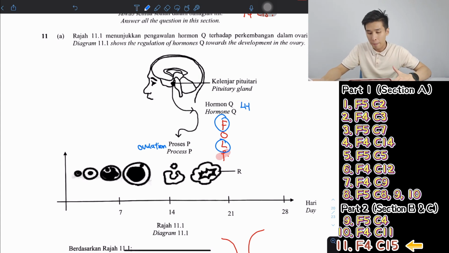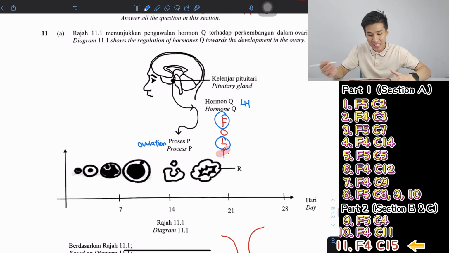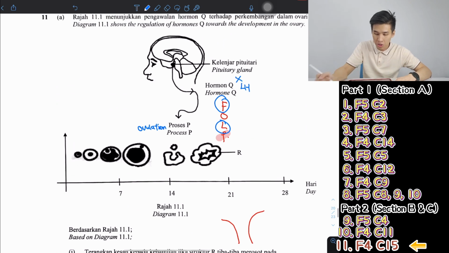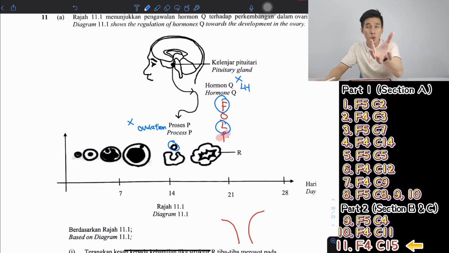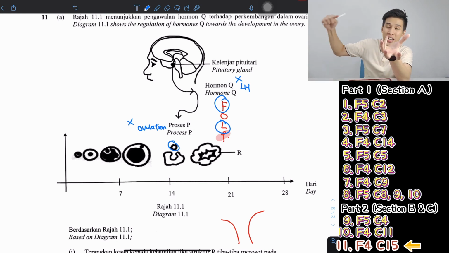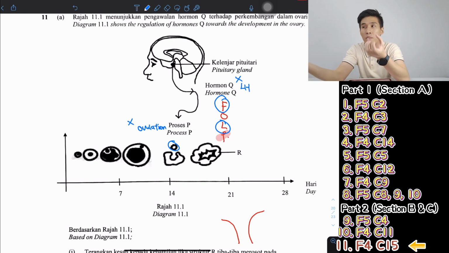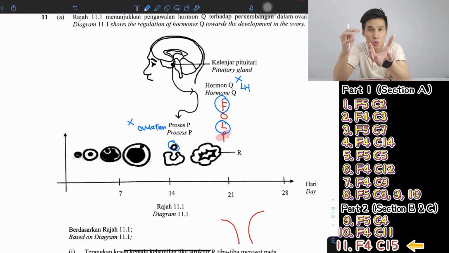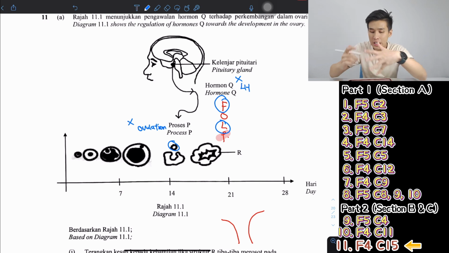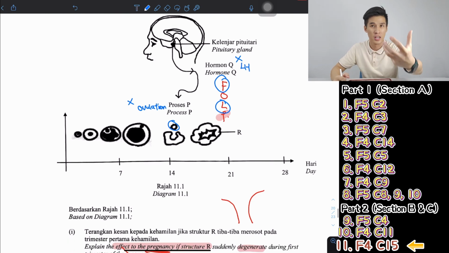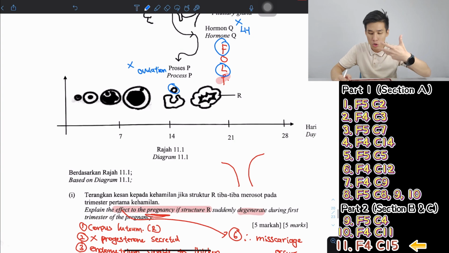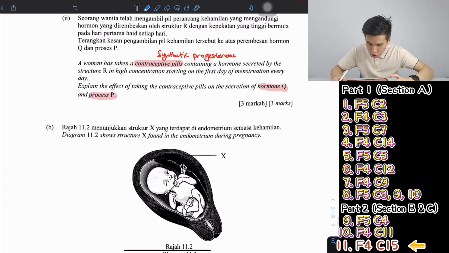So you can say the progesterone here inhibits hormone Q. No hormone Q, no ovulation. No ovulation means no secondary oocyte comes out. With no secondary oocyte coming out, even when there's sperm, there will be no fertilization. So this is how the contraceptive pill can prevent pregnancy, because no ovum comes out. No matter how many sperm come, there will be no fertilization, definitely no zygote formed, no baby formed. So basically the contraceptive pill prevents the production of the secondary oocyte, to stop fertilization. Okay, so these 3 marks are very simple.